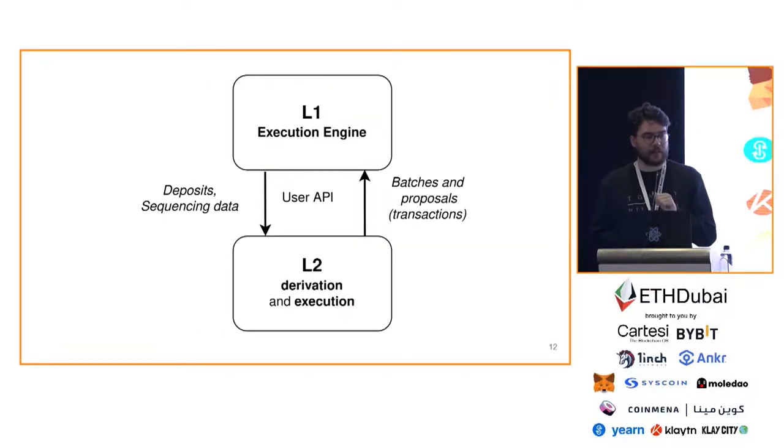Okay, so now, to take a step back, think about layer two. How are we really going to scale Ethereum, right? So this is the current design where we have deposits and the sequence data. You pull it, you process it, you push back the proposals and anything you need in the future to sync the layer two chain. This is still kind of monolithic.